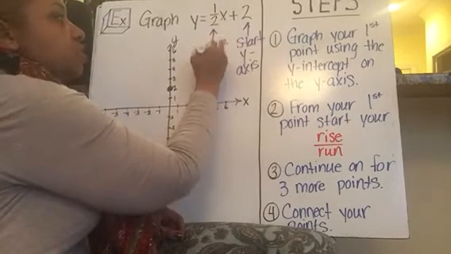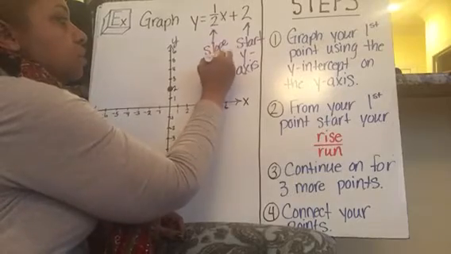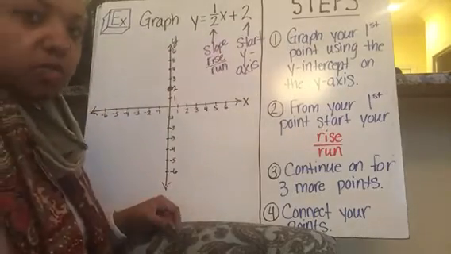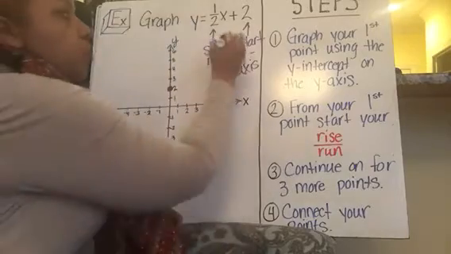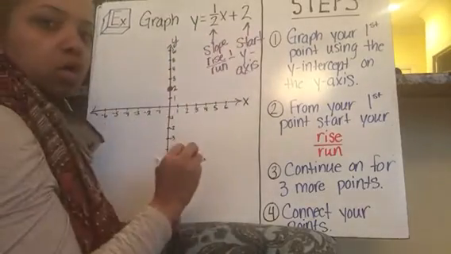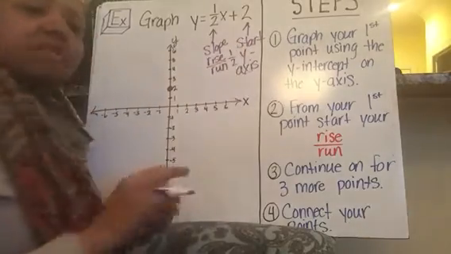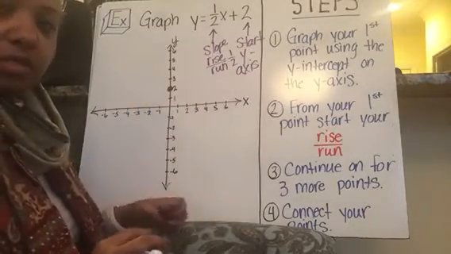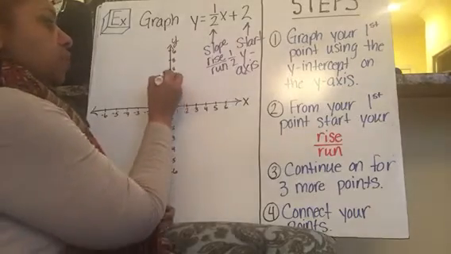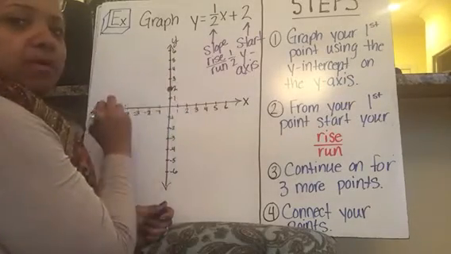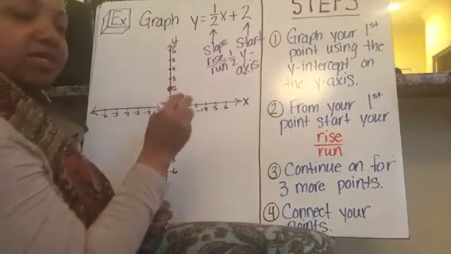This is your rise over run. All right, that's your rise over run. So now, this means rise up 1, run over 2. That's what we're going to do from this point. All right, so you're going to go up 1, and that's at 3. Then you have to go to the right 2.